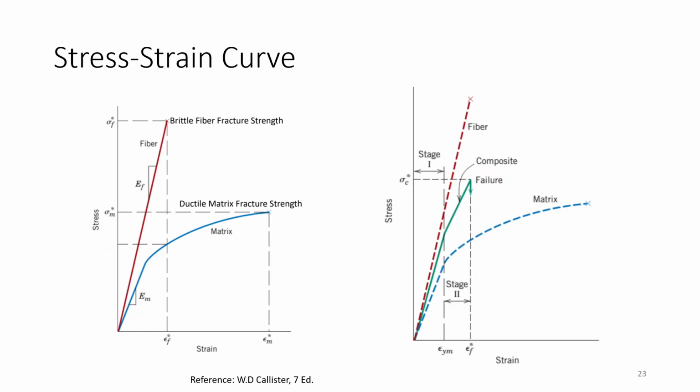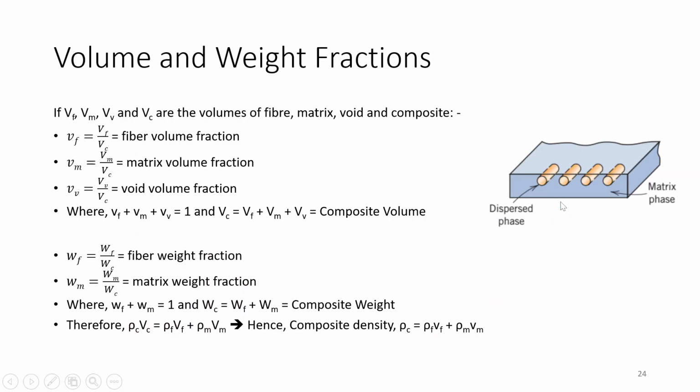Stress-strain curve. Here you can see the different characteristics of matrix and fibers. The matrix should be ductile, so this is the stress-strain curve of a ductile material, which will have a lesser elastic modulus. The fiber should have a higher elastic modulus, and its strength is also very high, but it is brittle. There is no plastic deformation seen here. And the composite will show properties in between these two phases. So it will show two stages, elastic and plastic region, and it will also show an elastic modulus in between these two phases and a fracture strength in between these two phases.